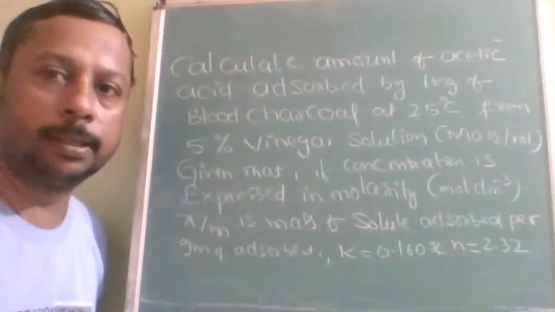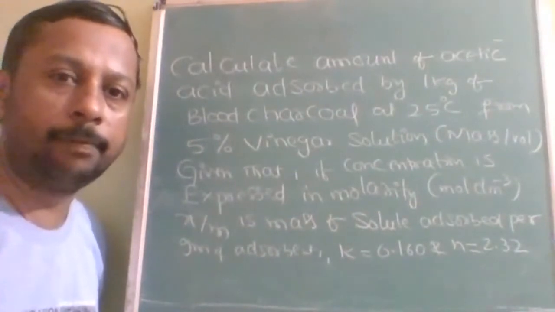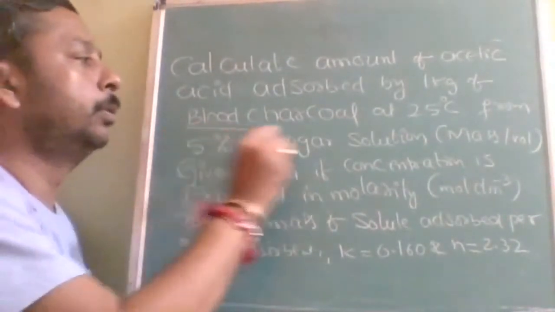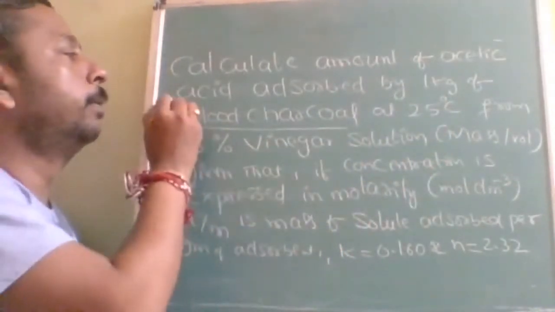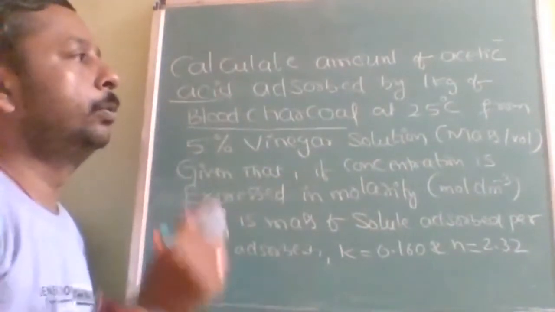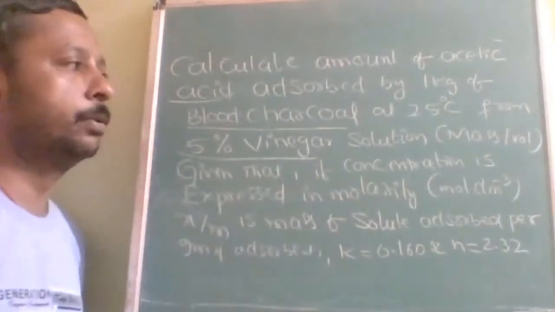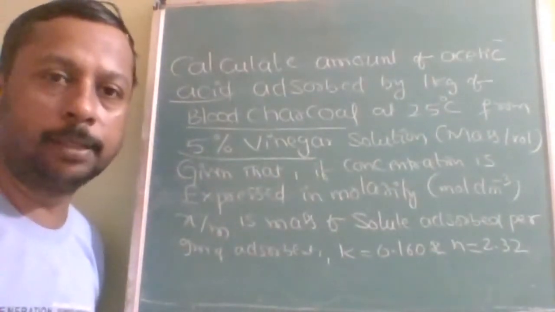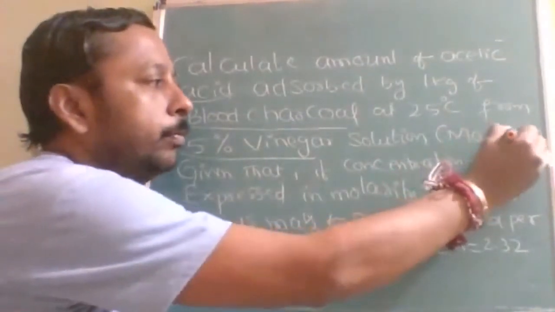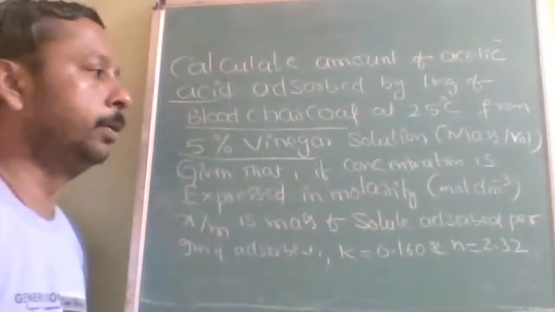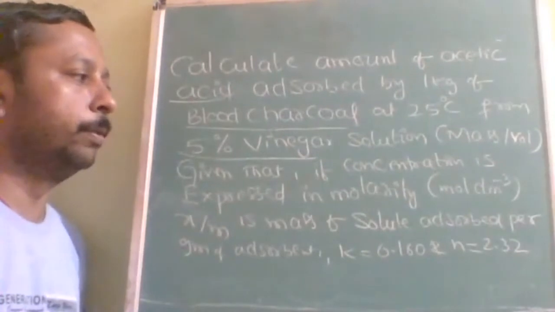Next question on the same topic. Calculate the amount of acetic acid adsorbed by 1 kg of blood charcoal. Blood charcoal is the adsorbent, and the adsorbate is acetic acid, the solute of the acetic acid solution. What is the concentration? 5% vinegar solution. Vinegar is a commercial name of acetic acid. 5% mass by volume. And concentration is expressed in molarity, mole per dm cube.